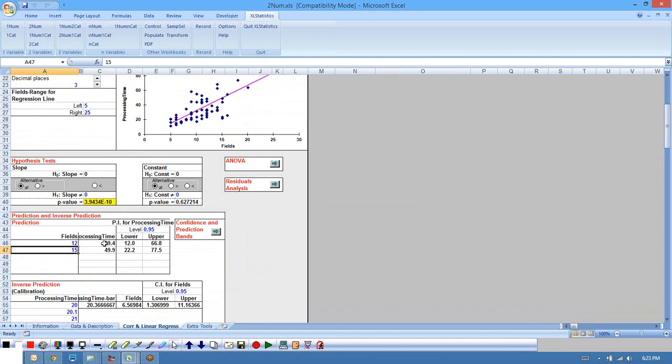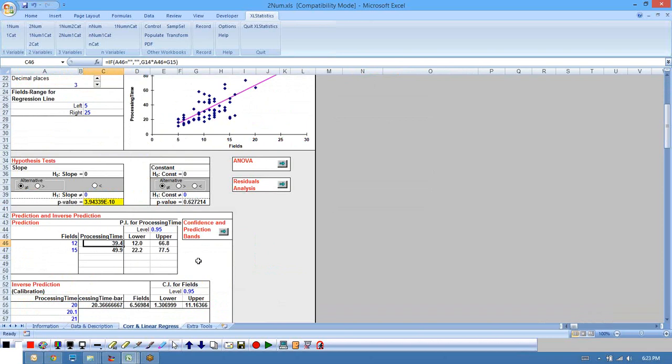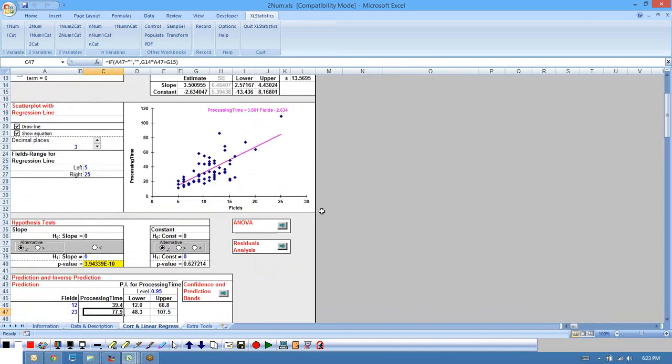What would we predict? Well, we predict that the processing time would be 39 seconds, with a lower bound of 12 and an upper bound of 66.8. How about if we had 23 fields? We would expect it to take 77.9 seconds, with a lower bound of 48 and an upper bound of 107. So there we have it. There's an example where I think you could use this pretty quickly.